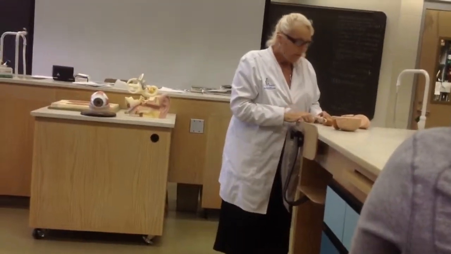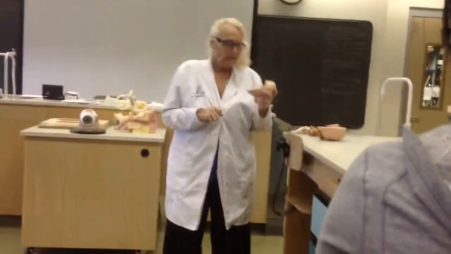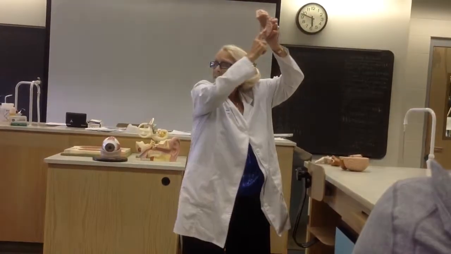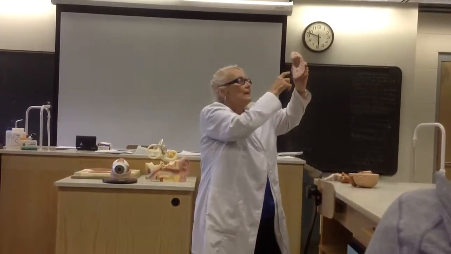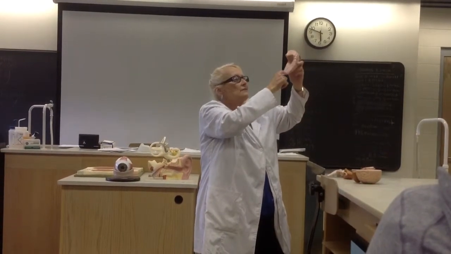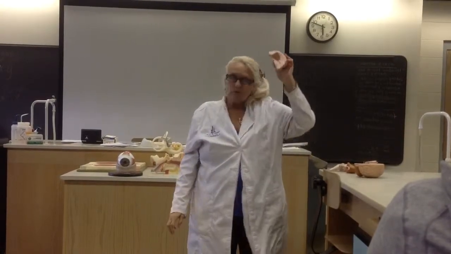Good. And talking of white matter. White matter is on the inside of the brain, and the gray matter is on the outside. The gray matter is this pink area and is the cerebral cortex.